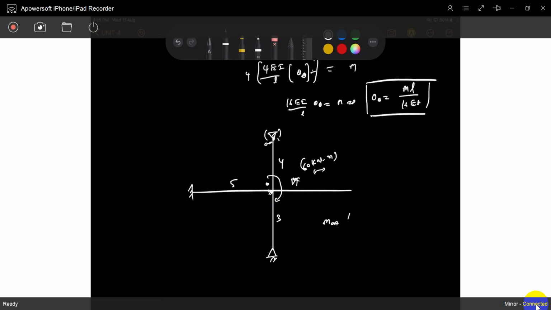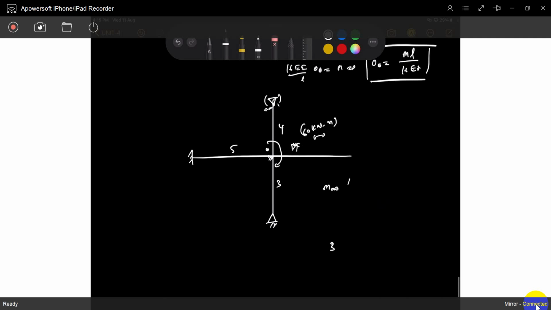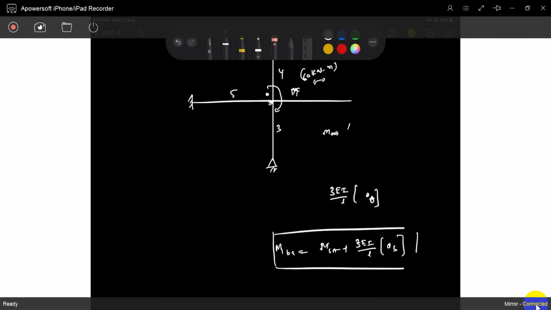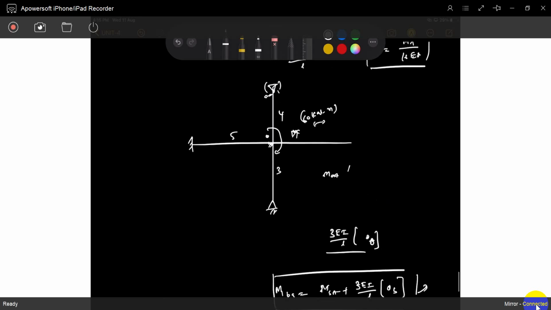How can you write down the slope deflection equation? The outer end is a hinge, so you have to write 3 by L into theta. We already wrote it, no? What do you write when the outer end is hinge? How can you write M_BA or M_BC? M_BA plus 3 by L into theta B. When the outer end is hinge, there is no need to write the other term. So if the outer end is hinge, you can write this equation. Can you calculate? So I will calculate.